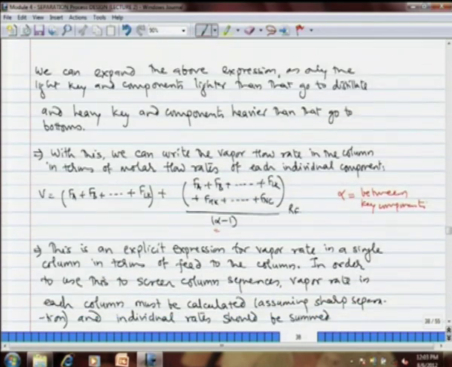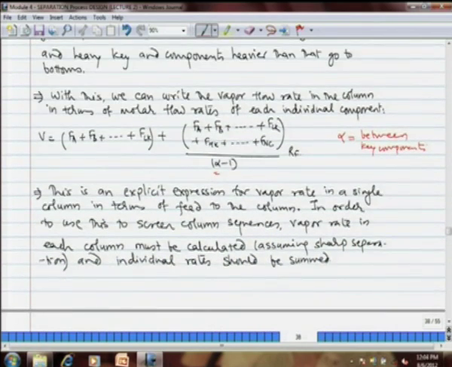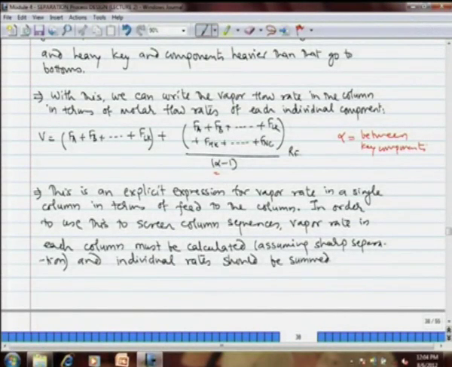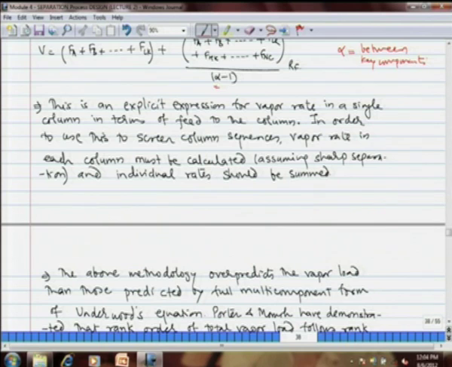So, this expression is very easy to handle. Okay, the only thing you need to know is the flow rate of all components to the column and relative volatilities. So, this is a very handy tool or very simple explicit expression for determination of the vapor flow rate in a single column in terms of the feed to the column. Then you apply this expression for each column in the sequence and then sum up the total vapor flow rate in the sequence.